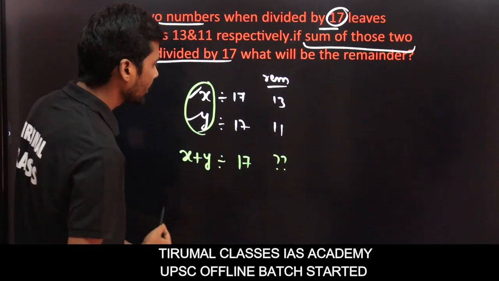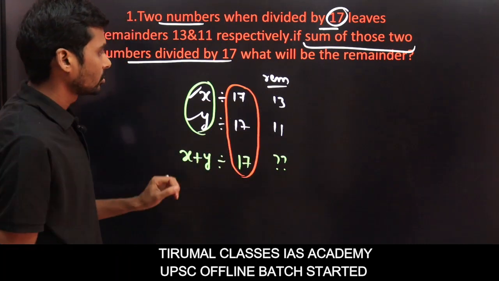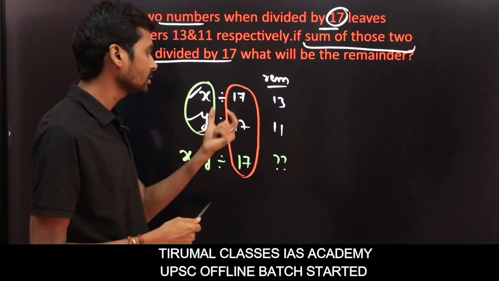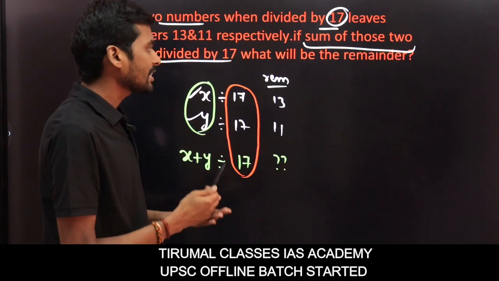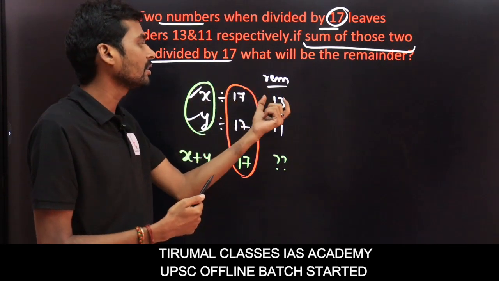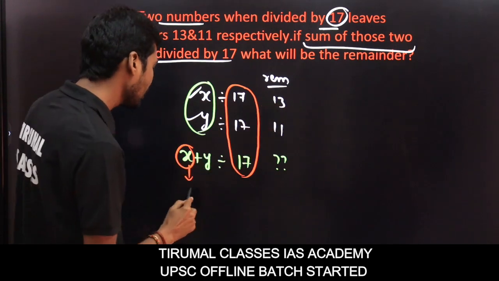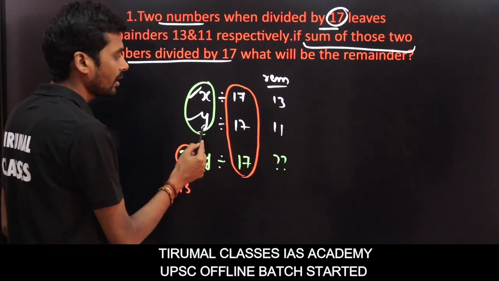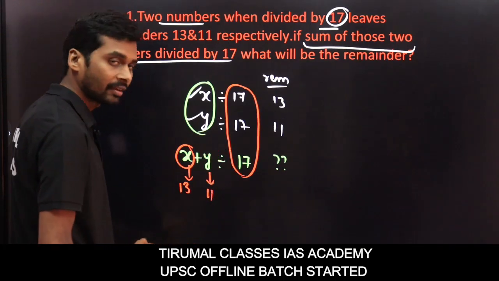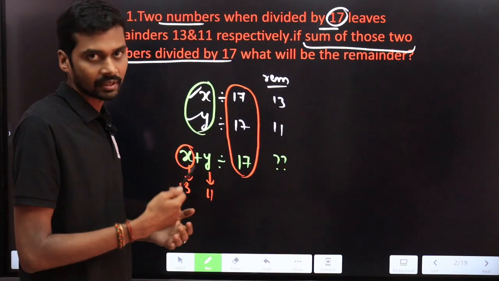Now you see we are dividing with the same divisor. So what is the concept? When we are dividing different numbers with the same divisor, we can take the remainders themselves as the main numbers. So when x is divided by 17 and the remainder is 13, instead of x I can take 13. Similarly, y divided by 17 gives remainder 11, so instead of y I can take 11. That is the remainder concept, which we have already seen in the previous class.